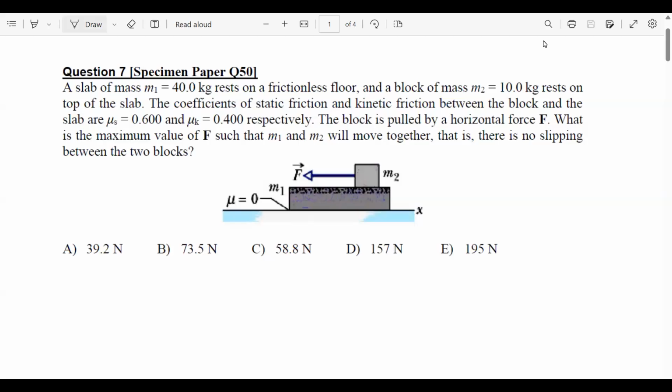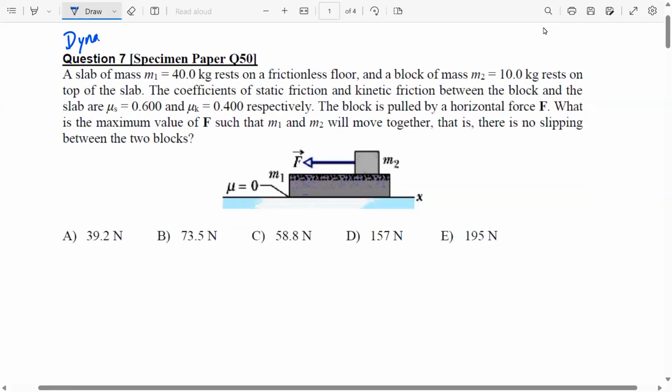Okay, so this is for dynamics, from the dynamics compilation. This was question 7. Slab M1, M2. M1 is 40 kg, M2 is 10 kg. M2 rests on top of the slab, and the coefficients of static and kinetic friction are this and this respectively. It's pulled by a horizontal force so that they both move together.